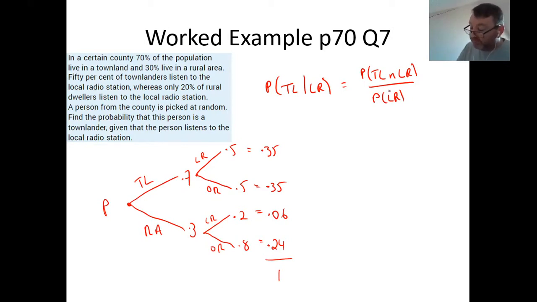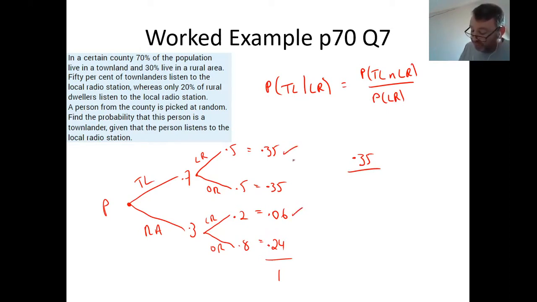Now, let's go up here. So the fraction is the probability of a townlander and local radio. Townlander, local radio. So 0.35 goes on top of my fraction. And the probability of local radio. Well, hold on a sec. That's a local radio.